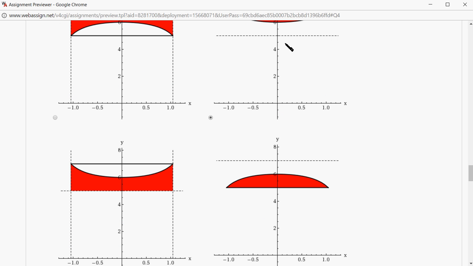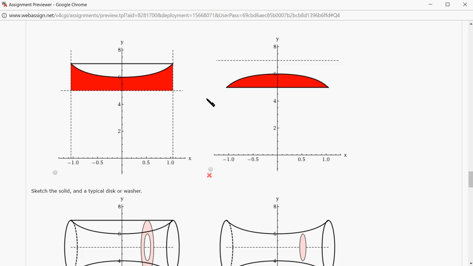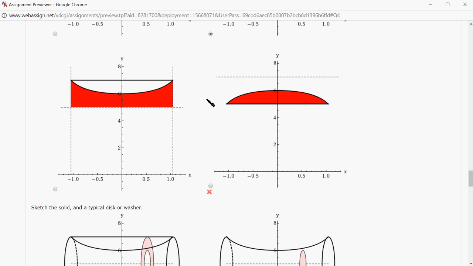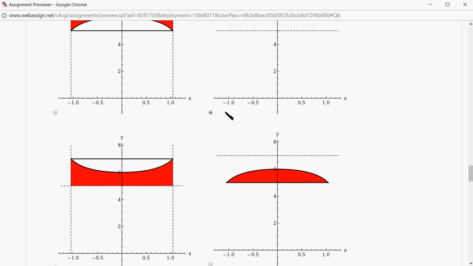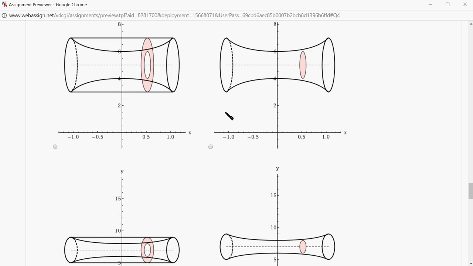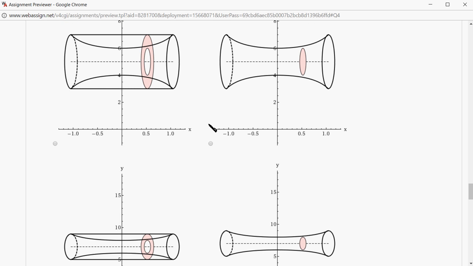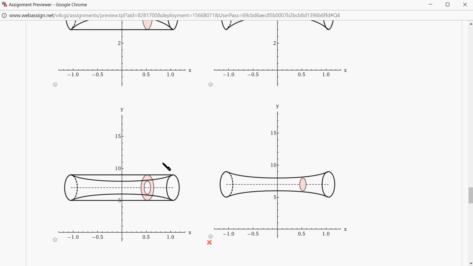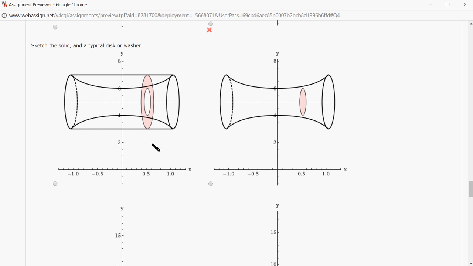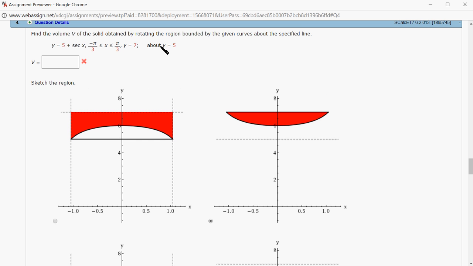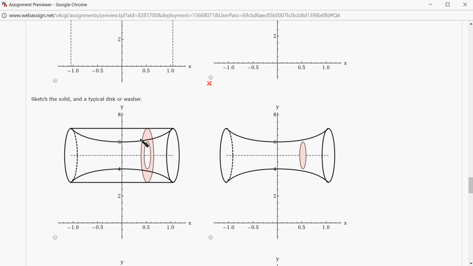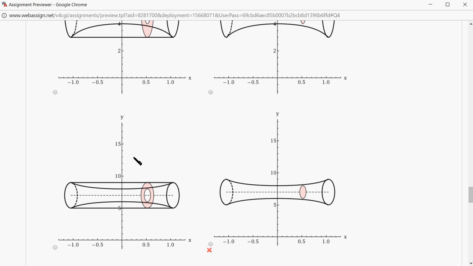Which is given here at the dotted line. So you can see that you have a flat top and a curved bottom. If you rotate that, you see either the first one or the third picture. But this one is rotated about 7, and this looks pretty good. Rotated about, this is 5, so we are rotating about 5. So this picture looks promising.